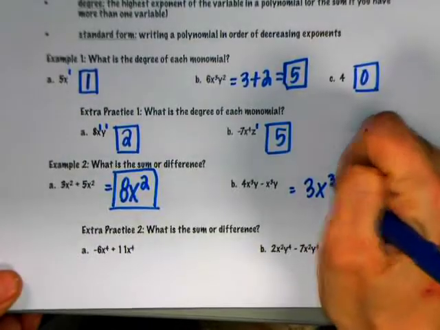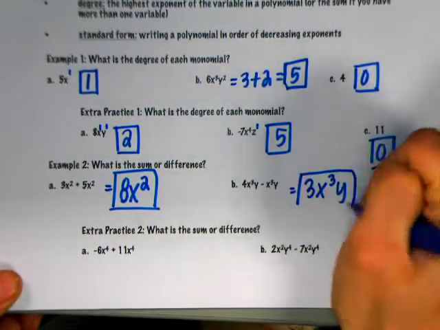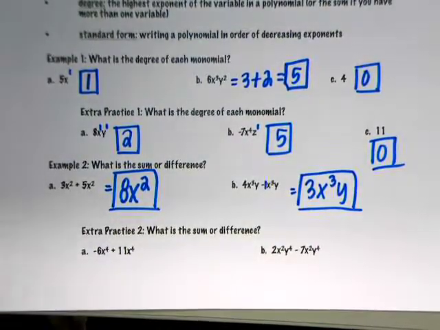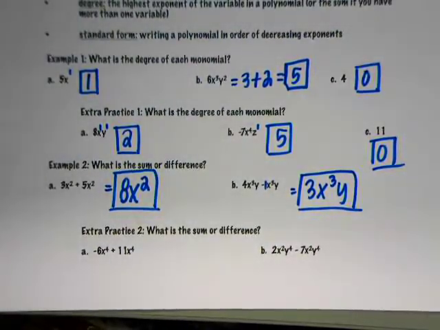3x cubed y. Because the second one counts as one of them. So minus 1, basically. So you're only really doing anything to the numbers in front of the variables on here. Okay? You guys try the next ones?